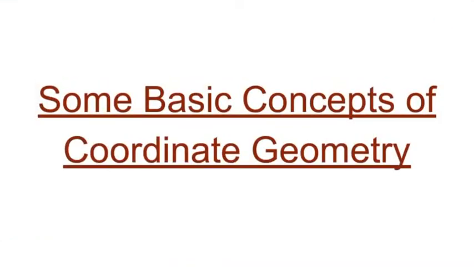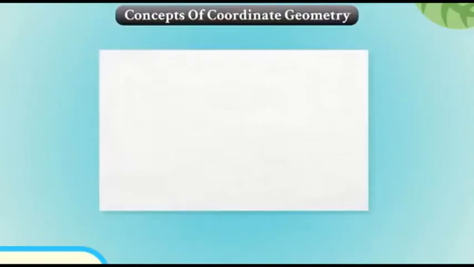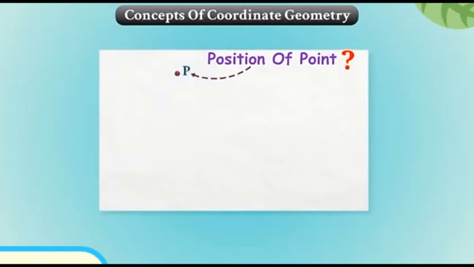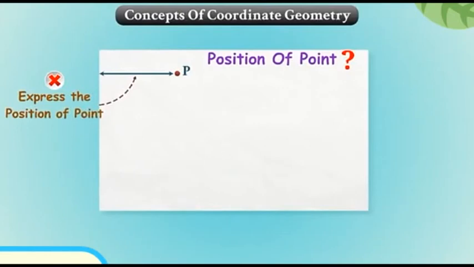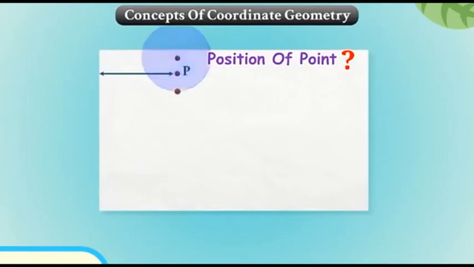Next we will learn some basic concepts of coordinate geometry briefly. Look at this rectangular sheet of paper. There is a point P on it. If you want to tell the position of the point on the paper, how can we do so? Think about it. We can measure the distance from the left side of the rectangle. But this distance alone could not express the position of the point, because there can be many points at the same distance from the left side of the rectangle.